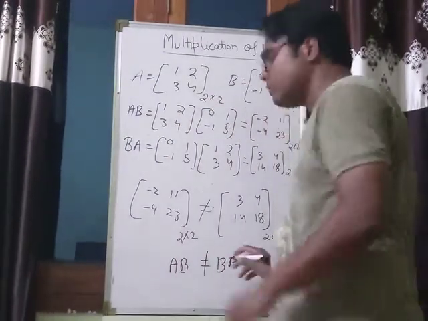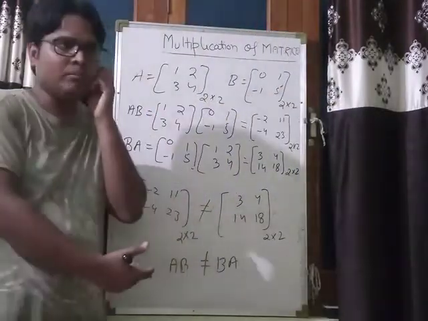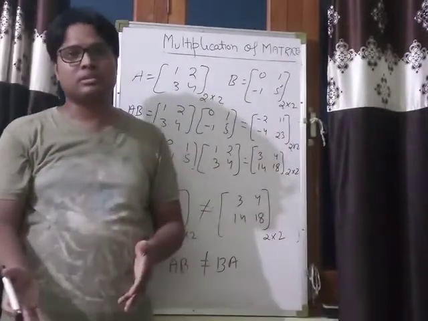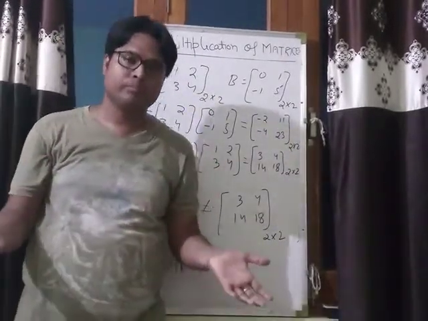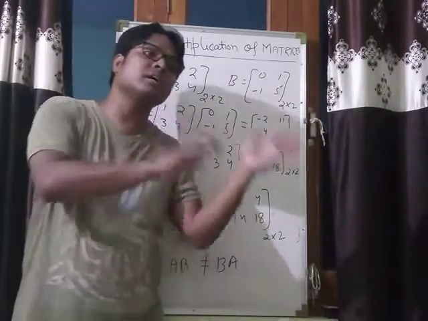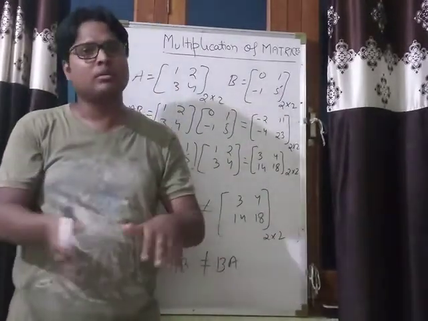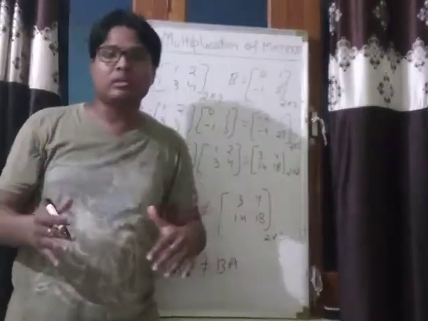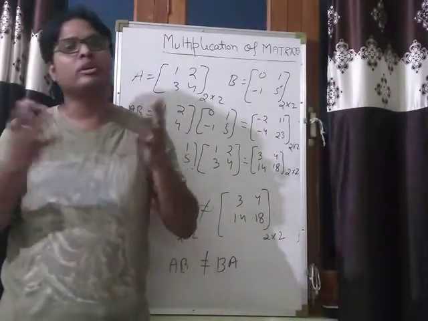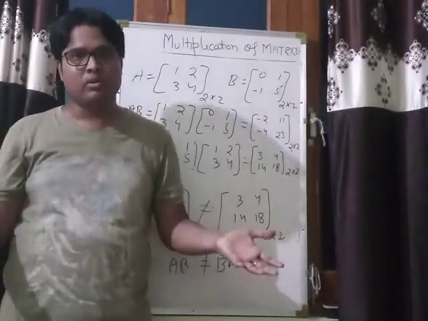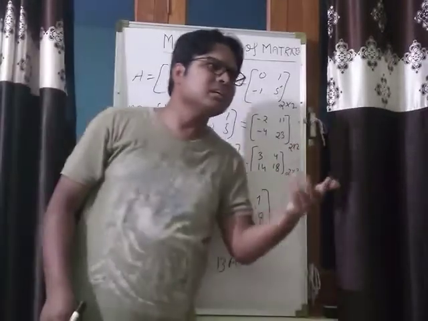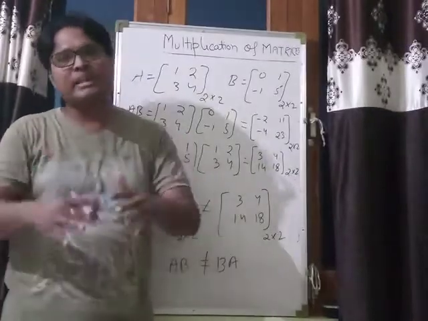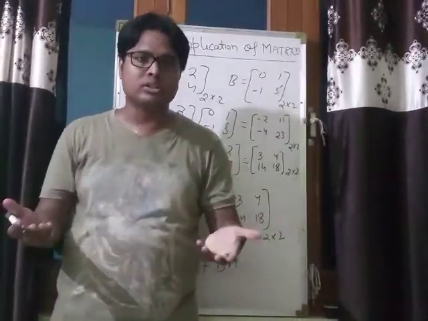Okay. So from these three examples I had given you, in the first example AB exists, BA does not exist. Commutative law failed. AB exists, BA exists, but they are not of the same order. Commutative law failed. AB exists, BA exists, both are of the same order, but their corresponding entries are not the same. Commutative law failed. Okay. See, is there any condition for which the commutative law for matrix multiplication holds?